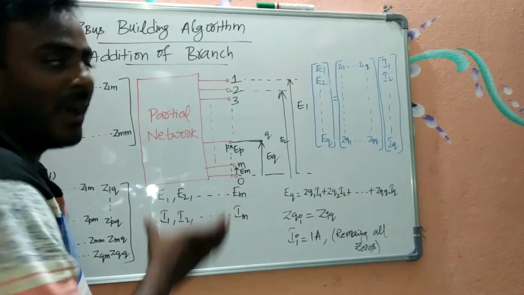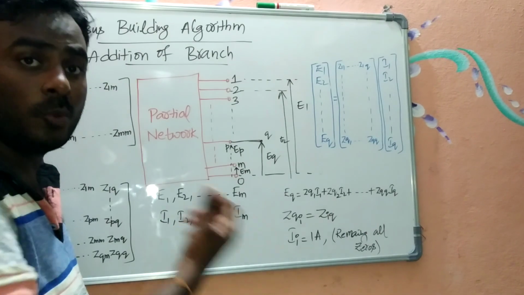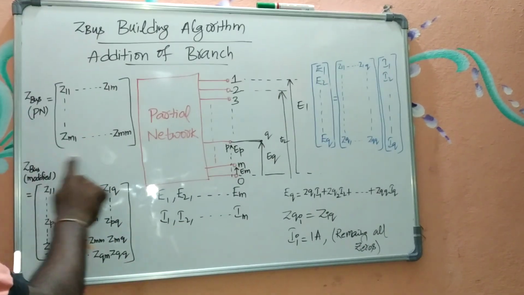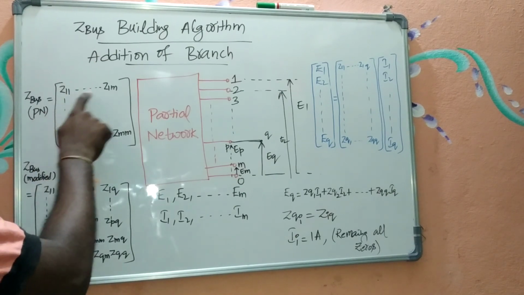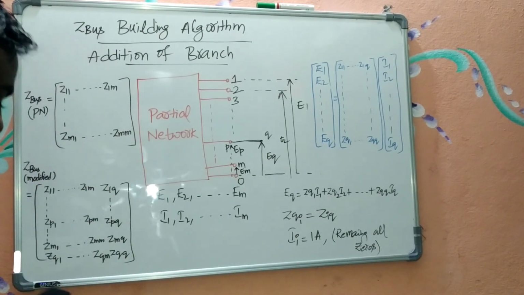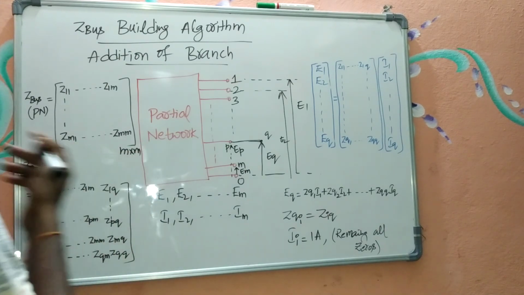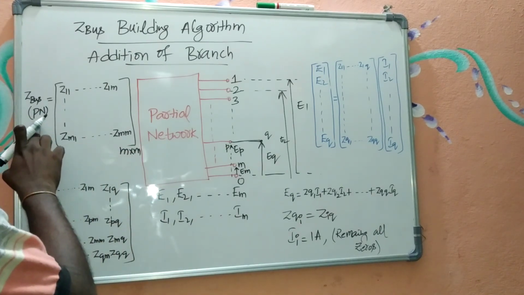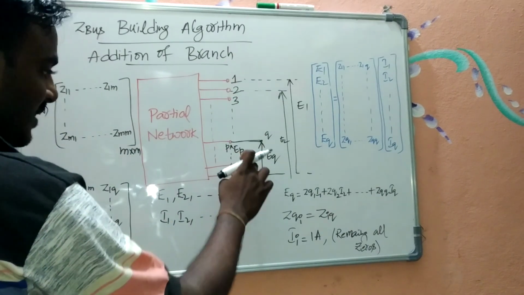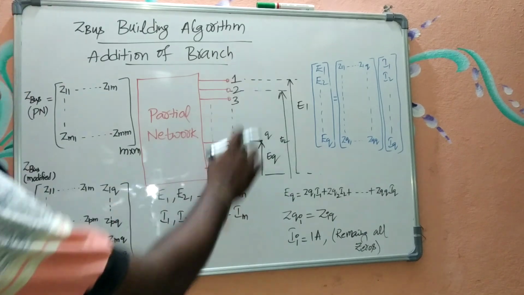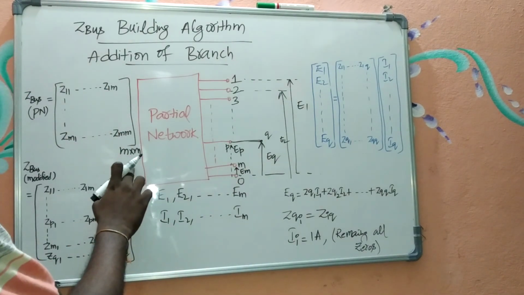First of all, we need to understand how the bus impedance matrix of a partial network looks. This is the bus impedance matrix of a partial network. Here we have the elements, and the matrix is of order m by m. Why is the order m by m? Because there are m buses and the 0th bus in addition to that. Hence, we have the Zbus matrix of order m by m.